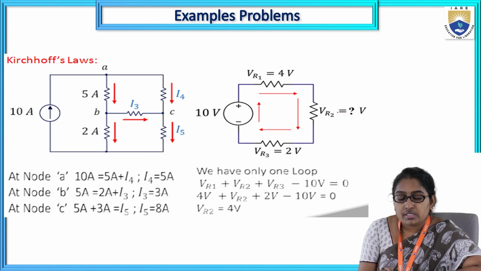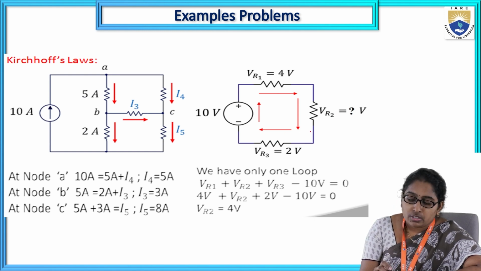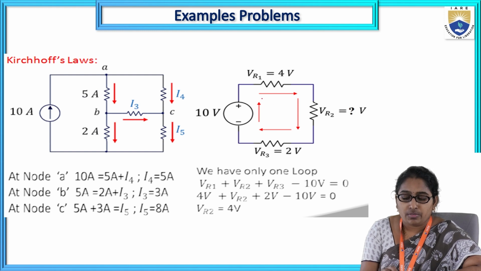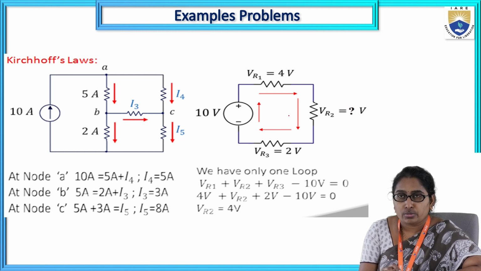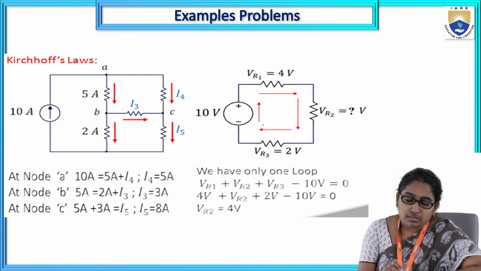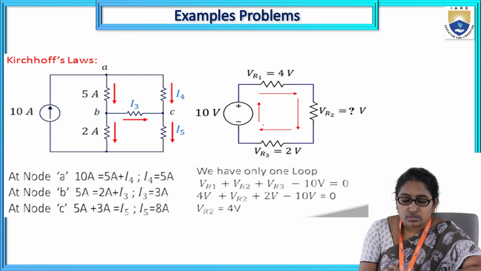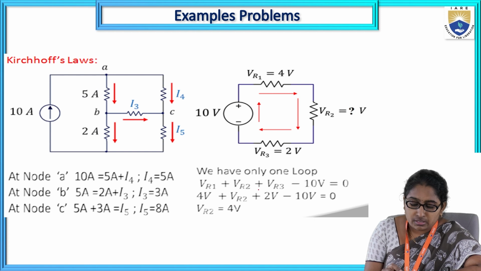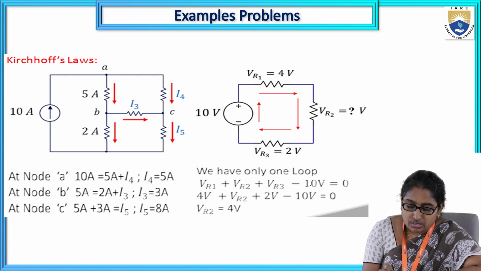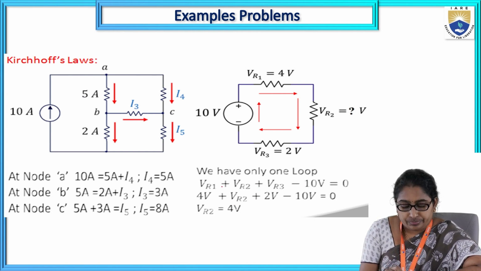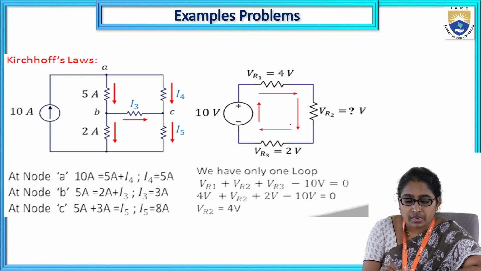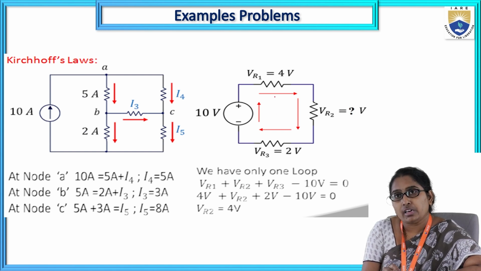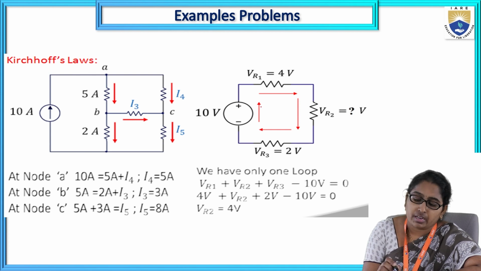Then how to find this unknown voltage VR2? What to do is apply KVL in the loop, so in the closed path. If you apply closed path KVL, what do we get? Based on that, this is an equation. These are the assumed currents. The red arrows show the assumed current direction.